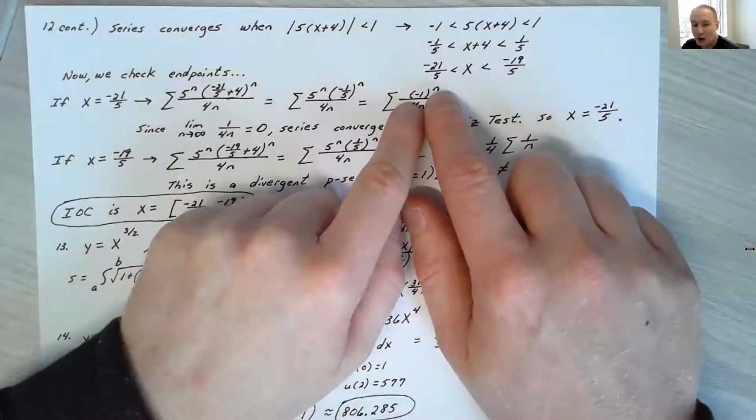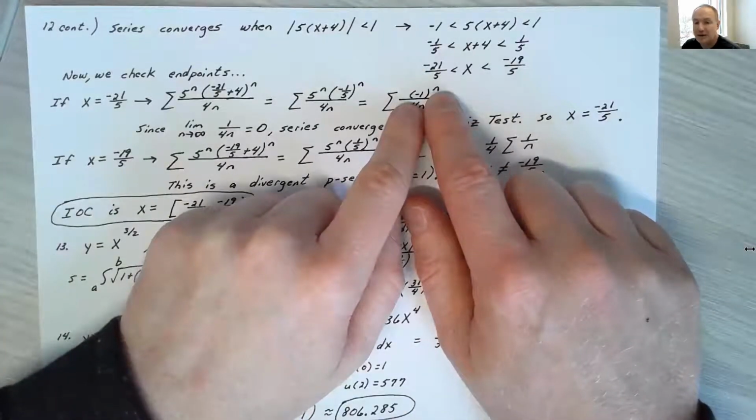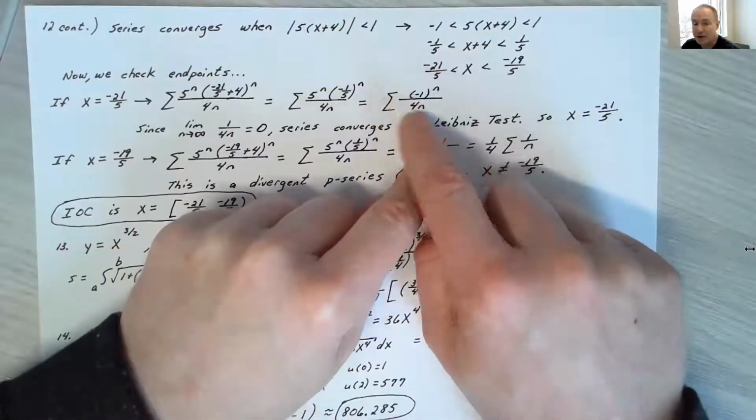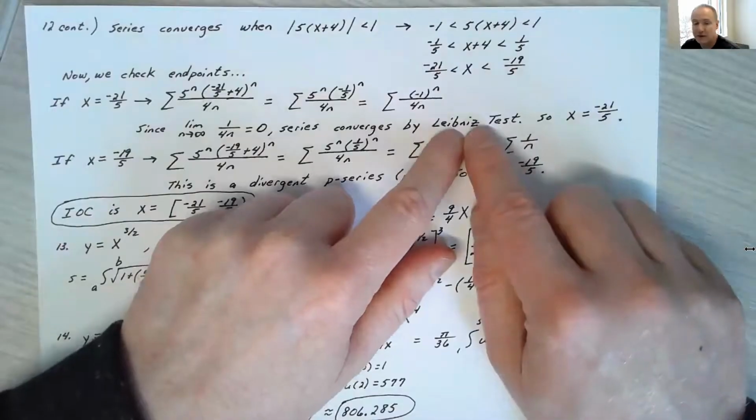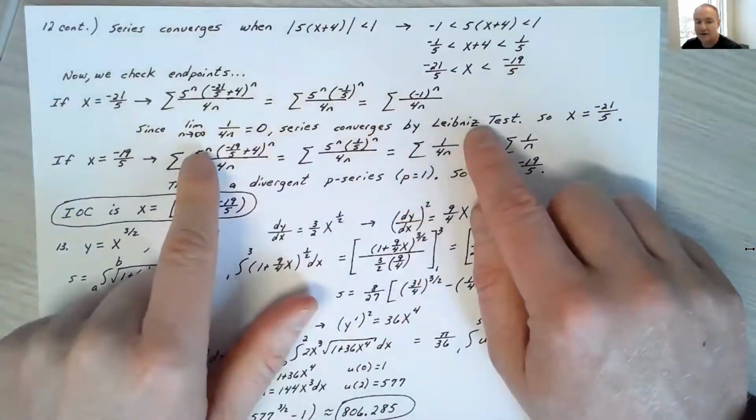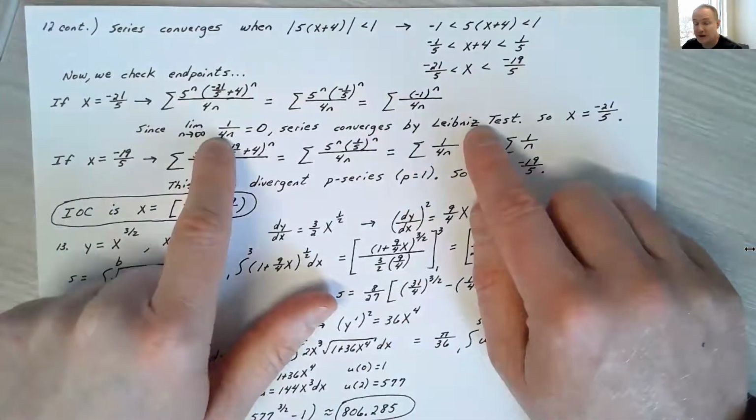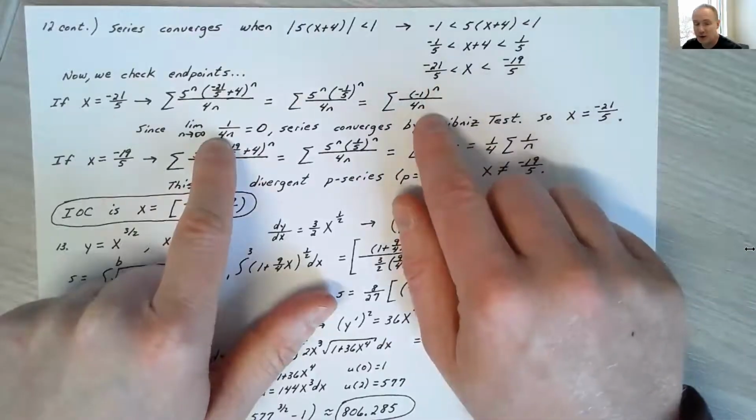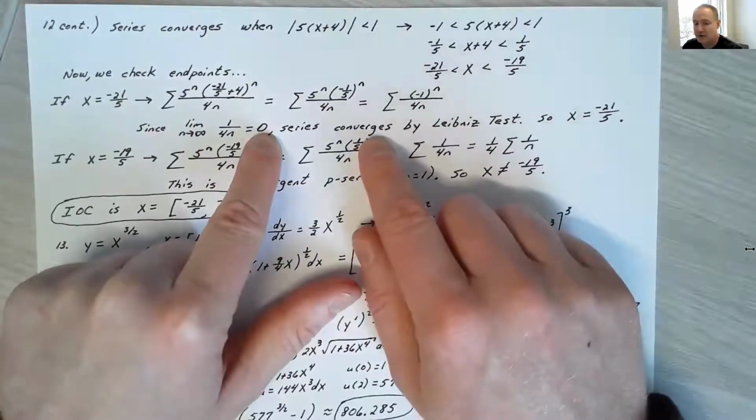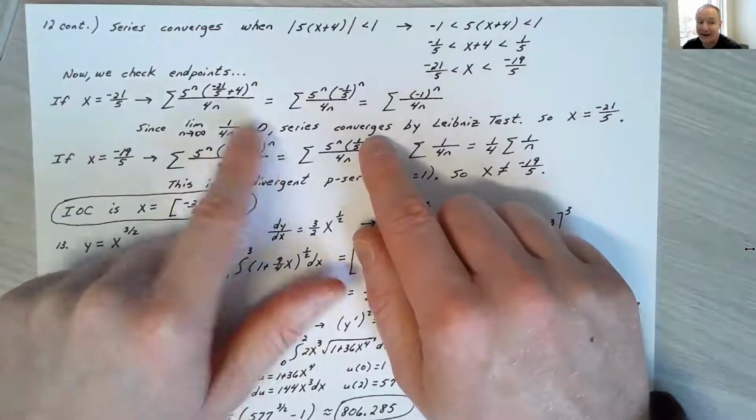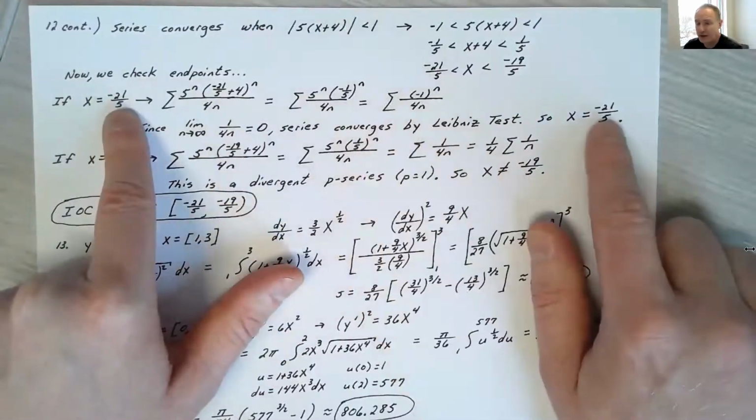And I can say, well, all right, that is going to generate an alternating series that I can use the alternating series test, otherwise called the Leibniz test, on. And I can say, since the limit as n approaches infinity of the non-alternating part, the 1 over 4n, since that part goes to 0, this series converges by the Leibniz test. So that means that x can equal that endpoint of negative 21 over 5.